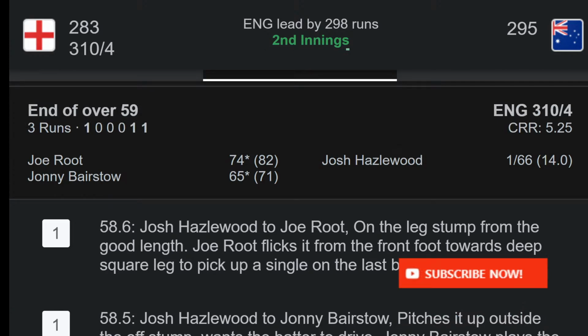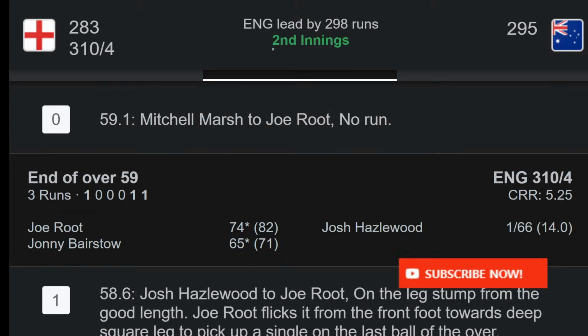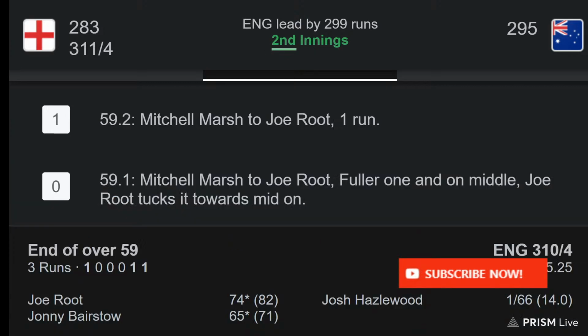Now total runs 310 for the loss of 4 wickets. England lead by 298 runs. So Mitchell Marsh will start the new over. He will bowl against Joe Root. Joe Root is the batter in 59.1 overs. 310 for the loss of 4 wickets, 298 runs ahead.